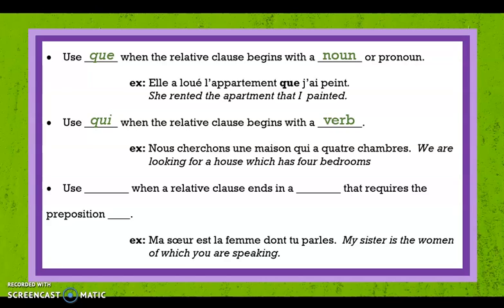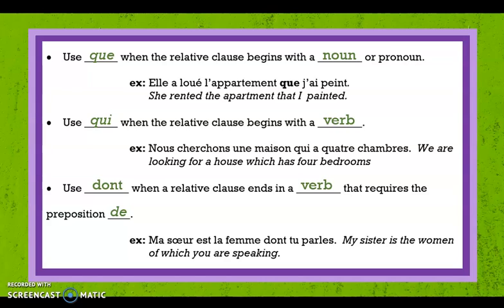All right? There's one other one that's a little different than some of the relative pronouns we have in English. This relative pronoun is dont. And you use dont when a relative clause ends in a verb that requires the preposition de. All right? Now, you don't run into this a whole lot, but you do run into it. And when you do, you need to know how to use this relative pronoun dont. Here's my example. Ma sœur est la femme dont tu parles. My sister is the woman of which you are speaking.